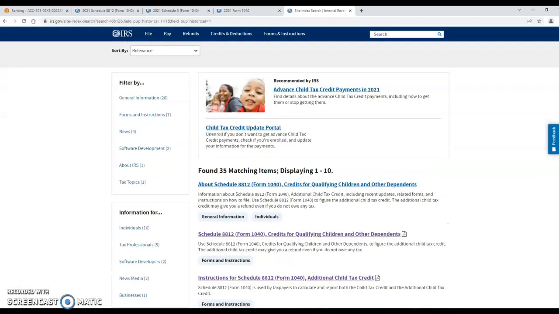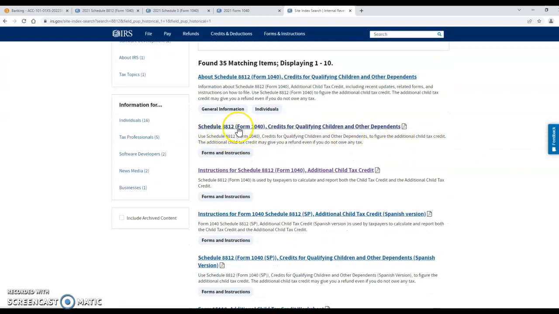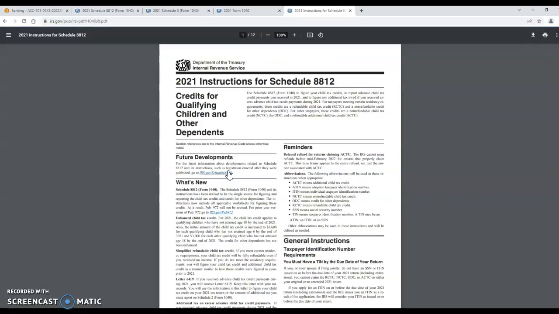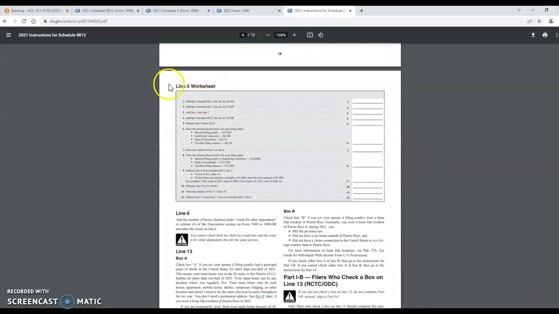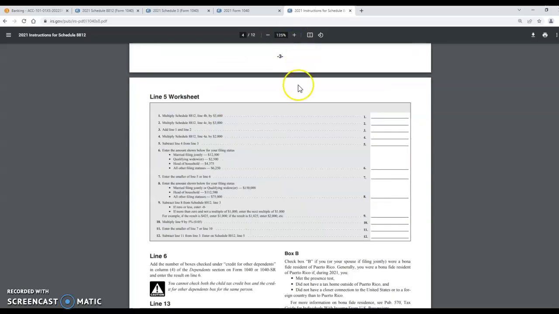8812, and we see here there's a schedule 8812, which was what we were working on, and here's the instructions for the 8812. Okay, and we're going to scroll down. And here we see on page 4 of the instruction sheet, the line 5 worksheet. Okay, now I cannot write, let me see, maybe I can. No, it's not letting me write onto this worksheet.